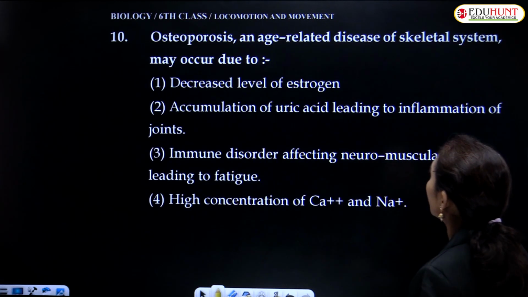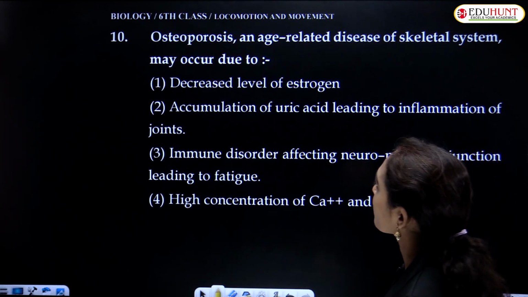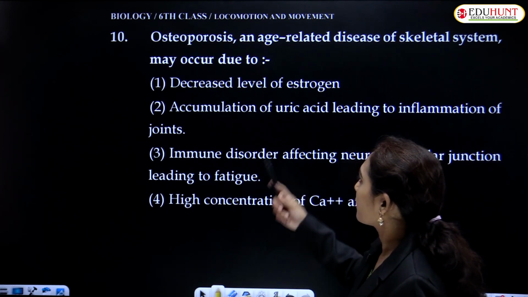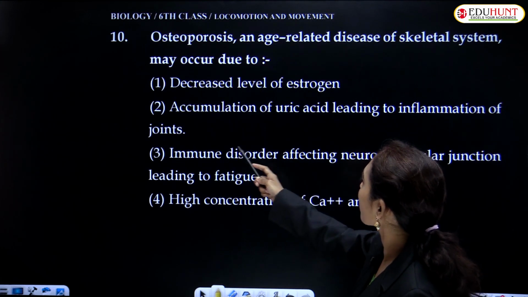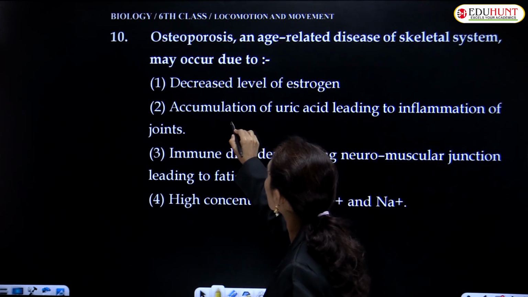Osteoporosis, an age-related disease of the skeletal system, may occur due to decreased level of estrogen, accumulation of uric acid. No, that is gout.